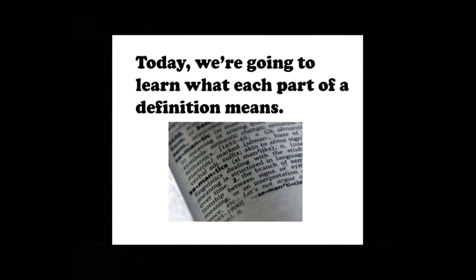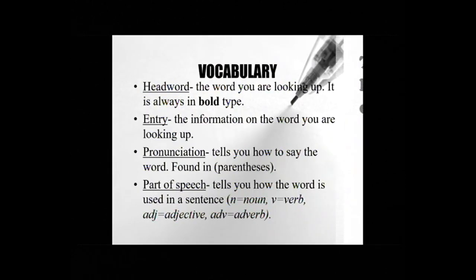Today we are going to learn what each part of a definition means. There comes the head word. The word you are looking up is always in bold type. Entry is the information on the word you are looking up. Pronunciation tells you how to say the word and is found in parentheses. The pronunciation is given here, always between these two lines.